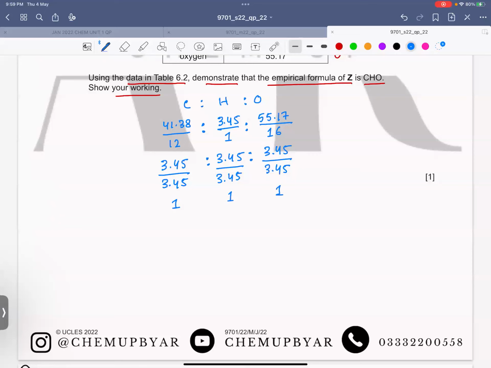Okay sir, the smallest one is the smallest value we get after dividing by the Ar to get the ratio? Yes, yes. After dividing by the Ar, the value which is the smallest one will be divided with all the values. So here we are getting the value of 1, 1 and 1. So the empirical formula would be CHO. Is this clear?